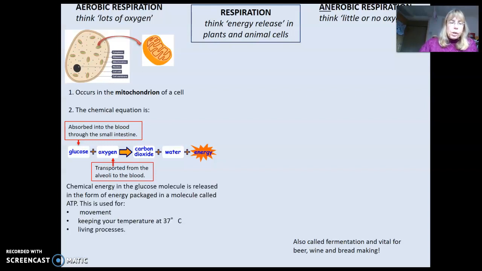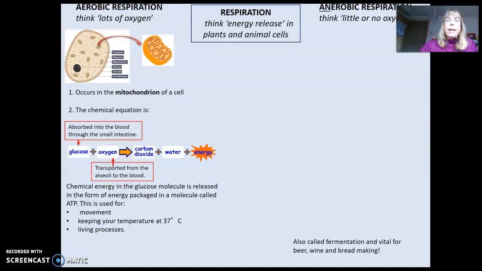Right, so I just want to emphasize this. Chemical energy in the glucose molecule is released in the form of energy, and it's packaged in a molecule that in A-level biology we call ATP, adenine triphosphate. You don't need to know that, but you might hear the word ATP come up. It's basically a package of energy. So why do we need respiration?